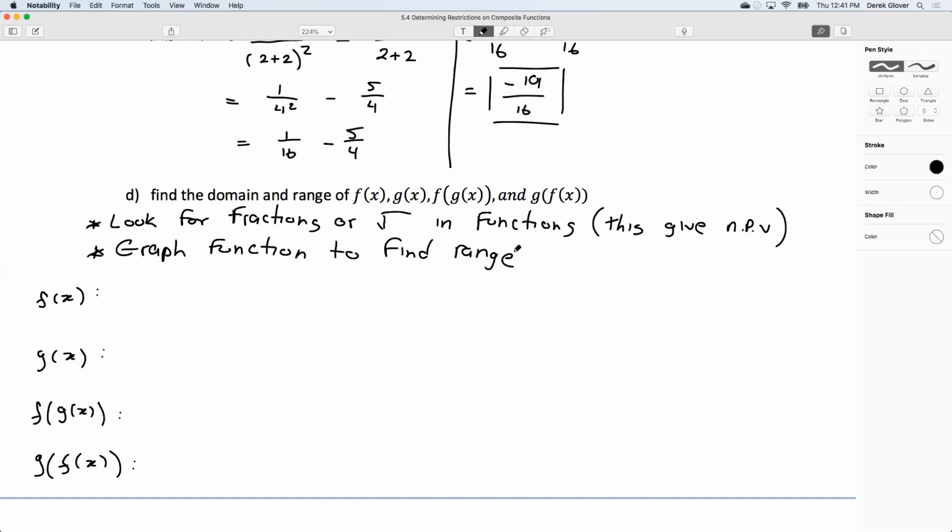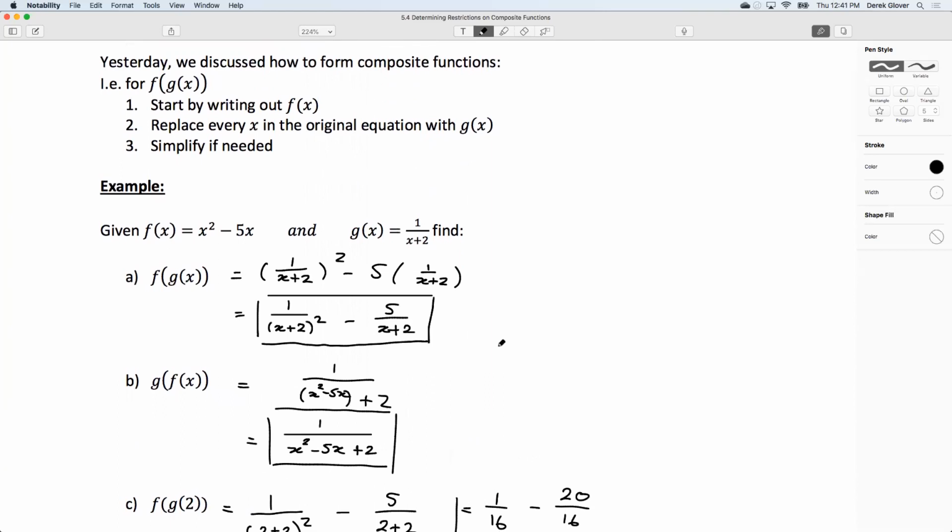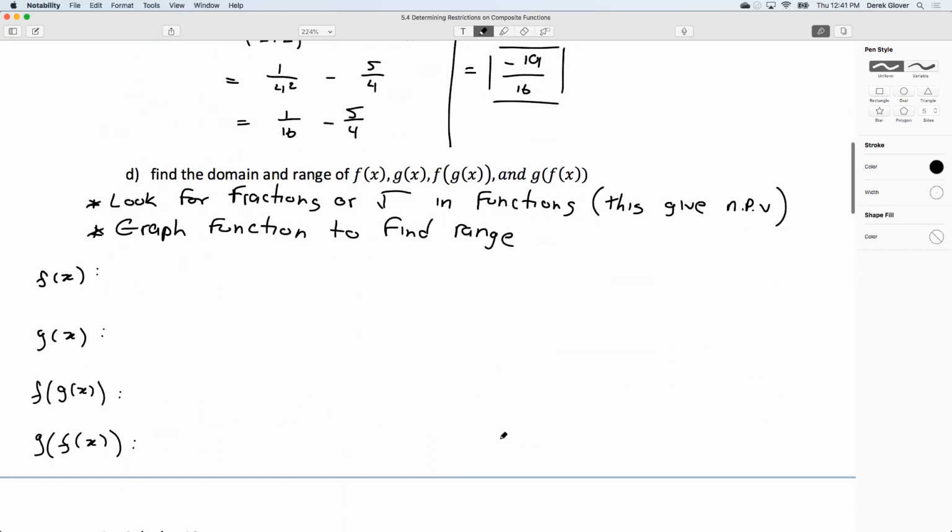All right, so f of x is the first one. X squared minus 5x. I don't have a fraction and I don't have a square root. So I'm not going to have any restrictions on x. I'm allowed to put any x value into this function and it will still work. So as far as my domain goes, x is going to be in the reals.